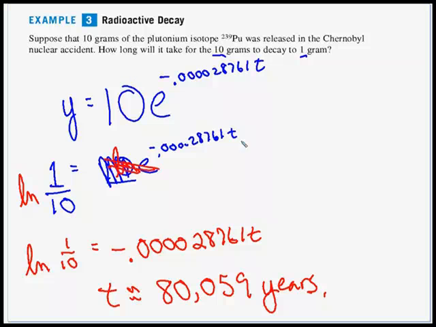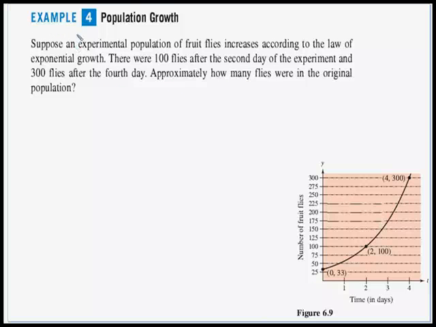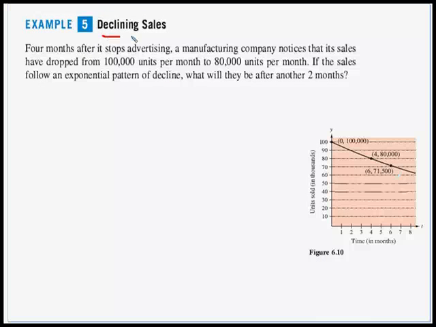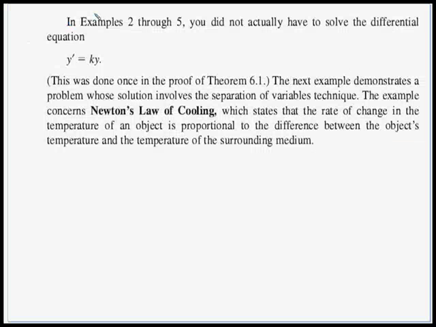Okay, and that's a good place to end this video. In the next one, we'll get into some better and more real-world examples. This radioactive decay one was pretty good. In the next video, we'll do a population growth model, a declining sales in the business world model, and we'll talk about Newton's law of cooling.